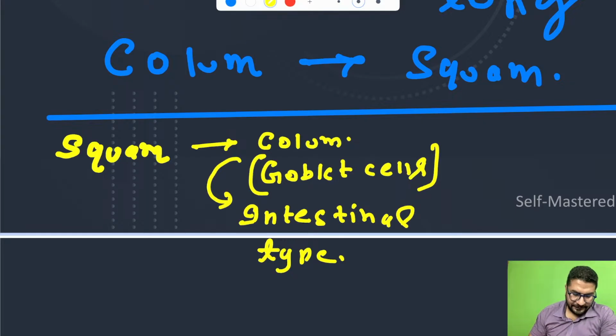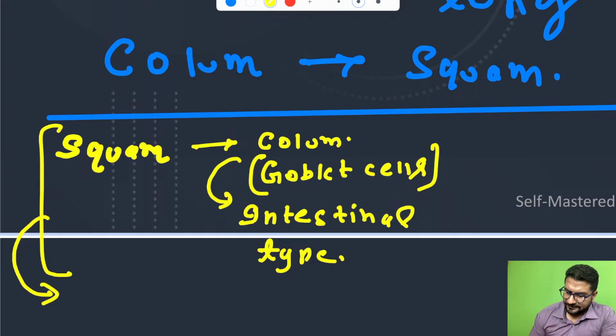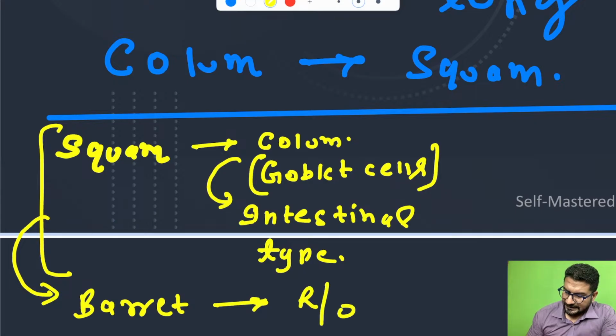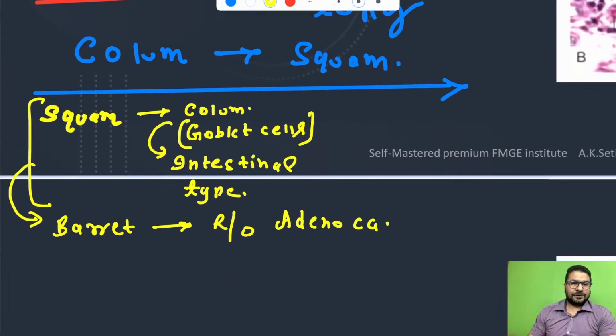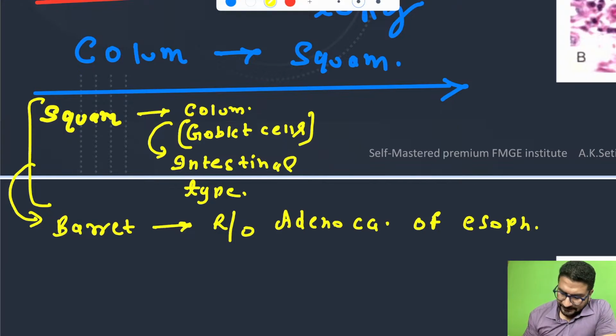This is something which we see in Barrett. And remember, Barrett esophagus in the long term will convert into adenocarcinoma of the esophagus. Right? So this is something which you have to remember. Done?